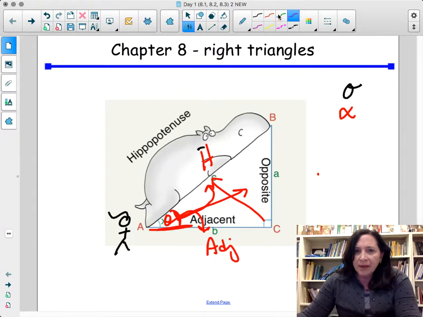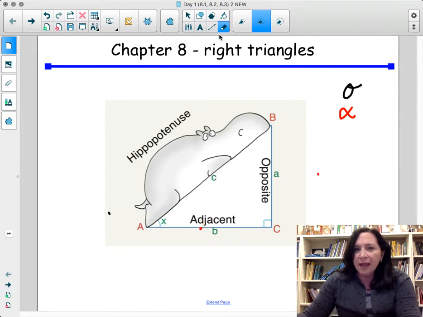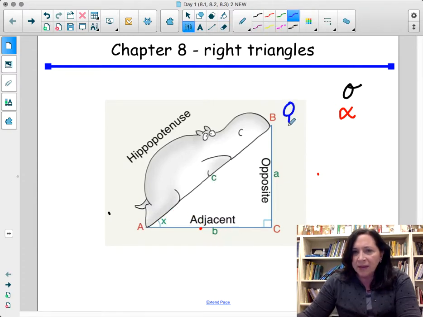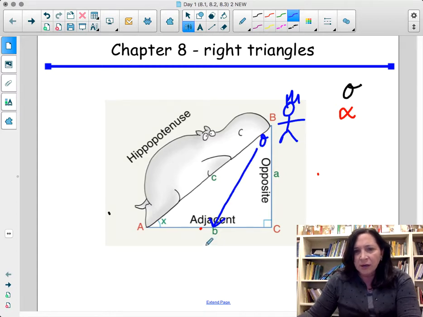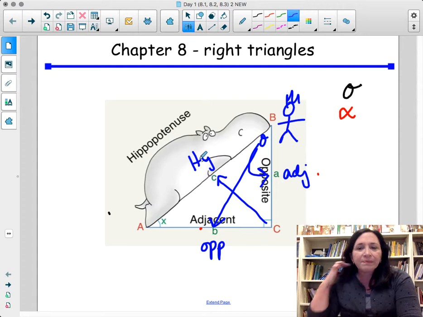However, if I were to erase all this and put myself at this corner right here, and there's theta, then this here becomes the opposite side, and this side right here becomes the adjacent side. And again, the side opposite my right angle is always going to be called my hypotenuse.